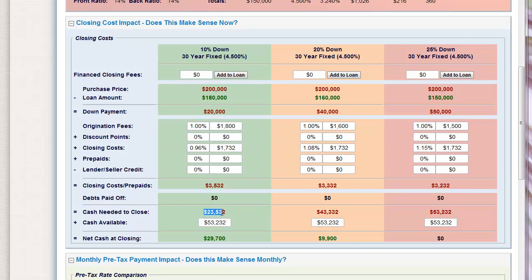Now this shows me my cash needed to close in each situation. To be fair though, I need to equalize these variables. So I need to show that if they have 53,232 available to buy a house with 25% down, then for cash available, I want to put 53,232, 53,232, and 53,232. All right.